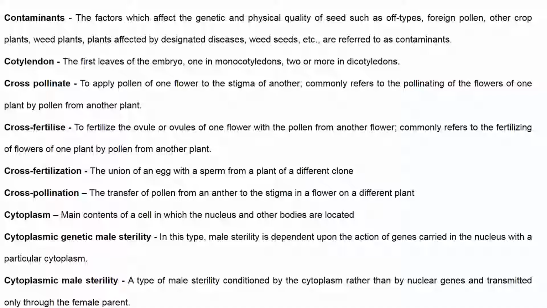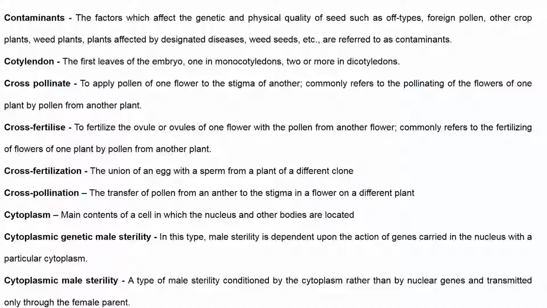Cross-fertilization: union of an egg with a sperm from a plant of a different clone. Cross-pollination: transfer of pollen from an anther to the stigma in a flower on a different plant. Cytoplasm: main contents of a cell in which the nucleus and other bodies are located.